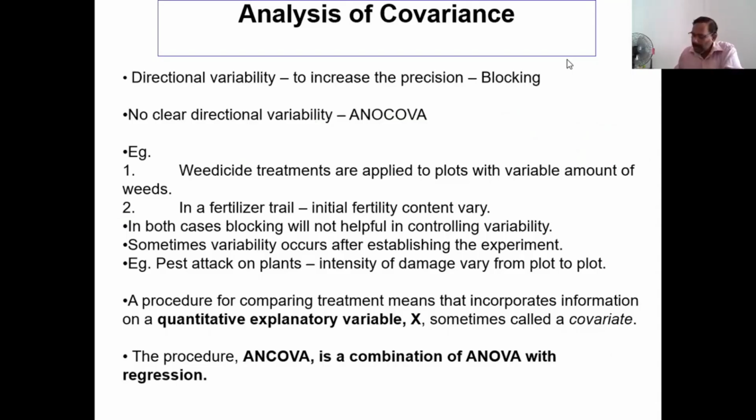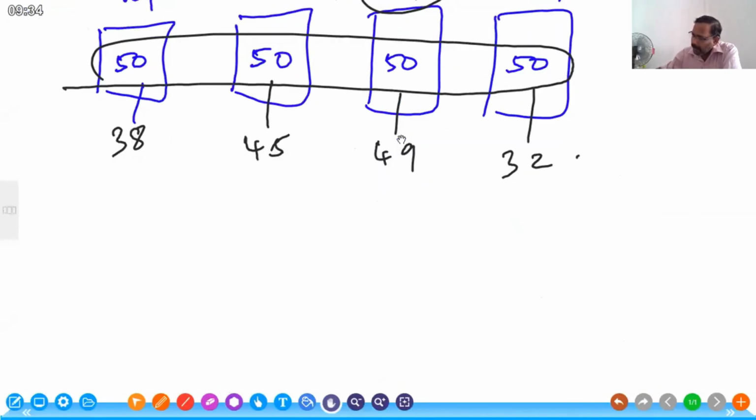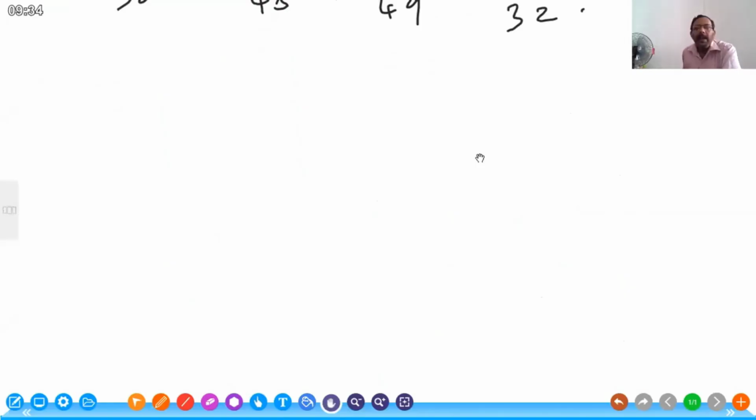So another example you can read. Sometimes variability occurs after establishment of experiment. So you see, that is the establishment of experiment, right? What is that? Pest attack on plants. That is another case, pest attack, because sometimes after establishing the field, maybe another treatment we can think about, another kind of problem, right?